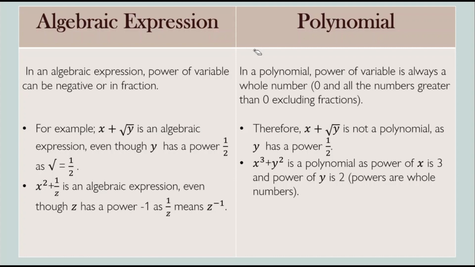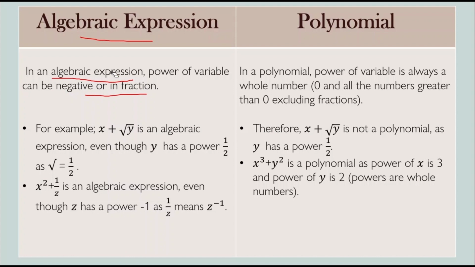As we have learned in the previous video, an algebraic expression was something that consists of at least one variable and at least one of the mathematical operations from addition, subtraction, multiplication or division, right? So there was no condition imposed on the power of the variable. In an algebraic expression, the power of a variable could be anything. It could be a negative number, a positive number, a 0, or even a fraction, right?